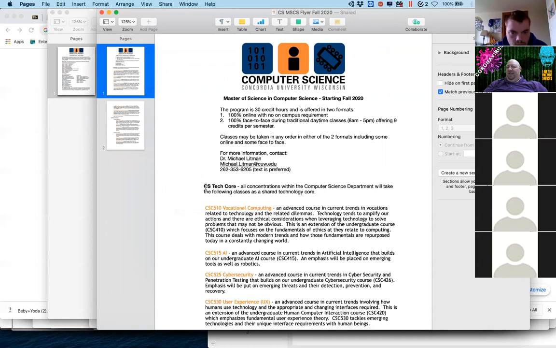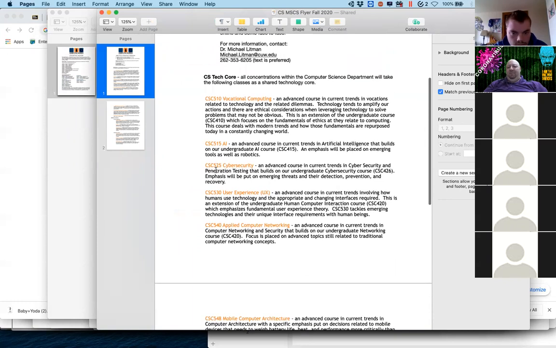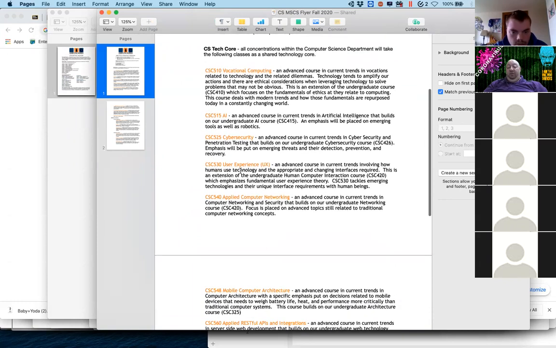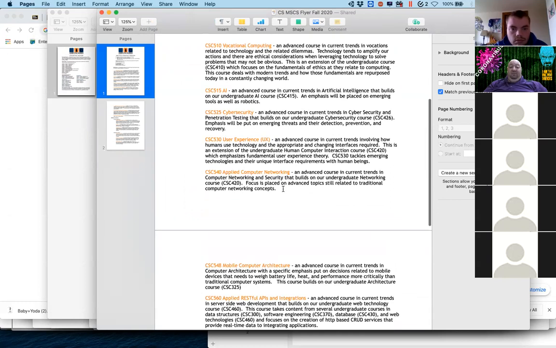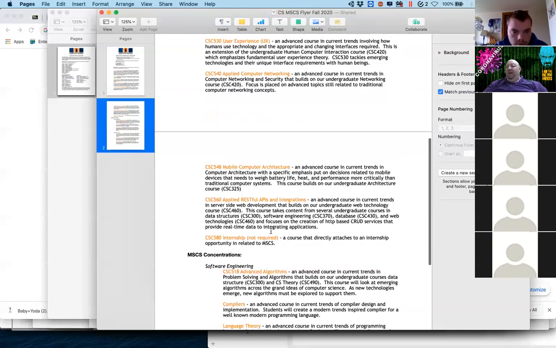But just like the undergrad, there's a technology core. So you'll take a basic and ethics class, an AI class, cybersecurity, a user experience class, computer networking, and mobile computer architecture. This is like the big brother of 325. 325 talks about computer architecture in general; this one talks specifically about mobile computer architecture. Then applied RESTful APIs and integrations.